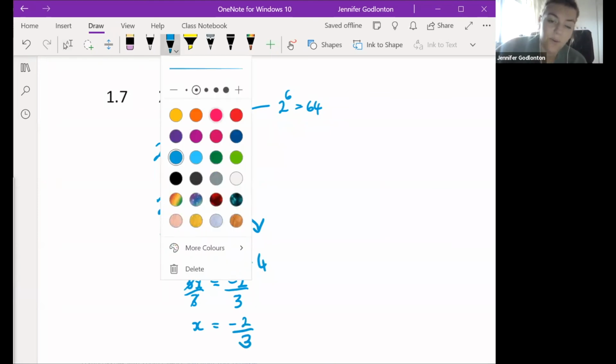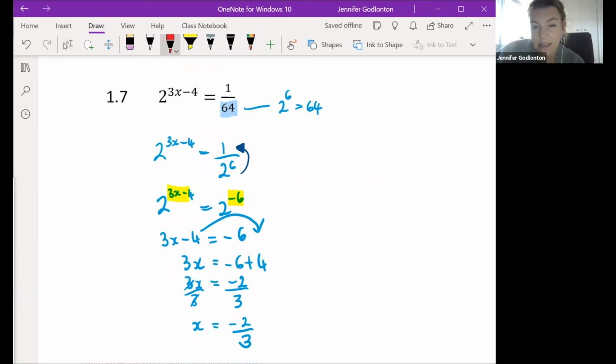So marks for this one, you would get a mark for getting that 2 to the negative 6. You'd get a mark for getting the full straight equation, and then you'll get a mark down here for the negative 2 over 3. So this one would be sitting out of 3 marks.